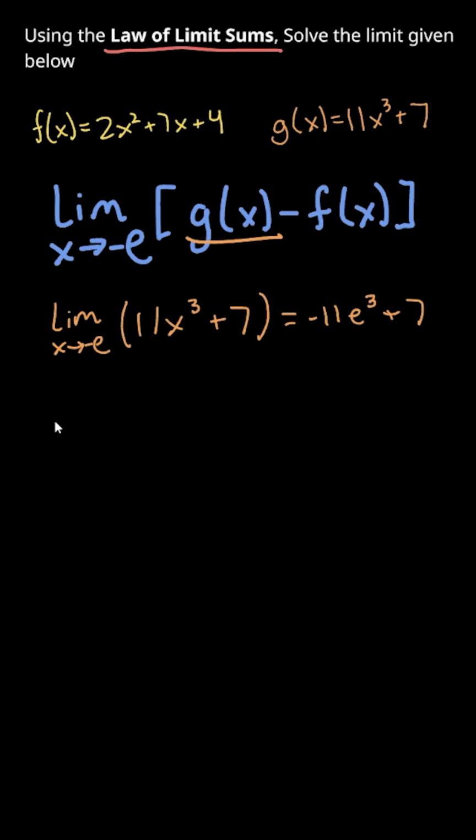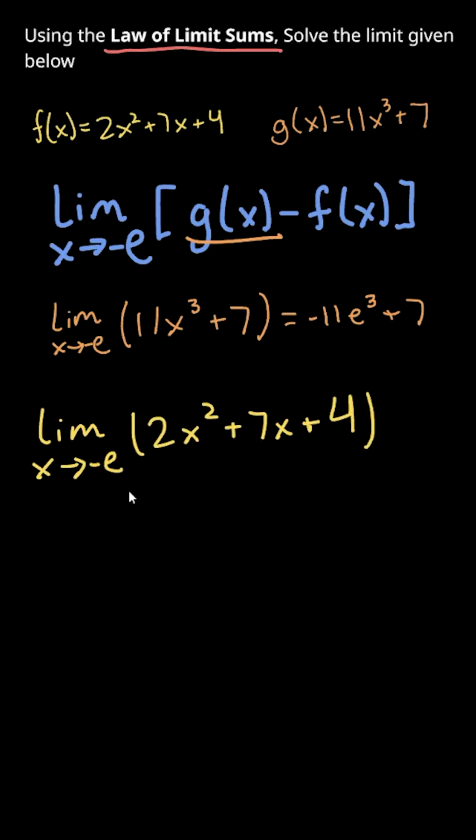So now that we've done that part, let's go ahead and do our f of x. And again, we have to ask the exact same questions. Are there any places where a denominator is 0, or we're taking the log of 0 or a negative number? In this case, again, it's a polynomial, so no, there is no place where that happens. So we can just plug in negative e for our x's.